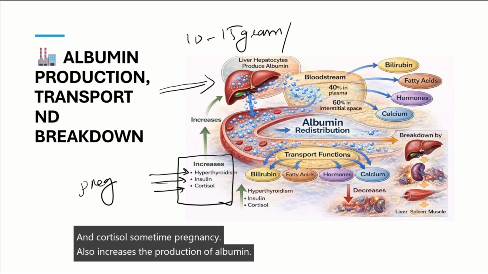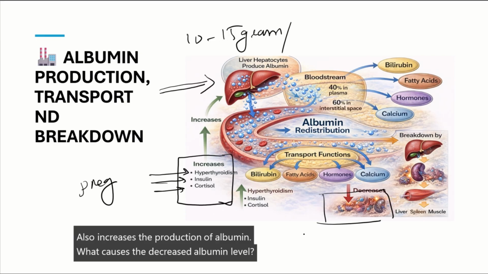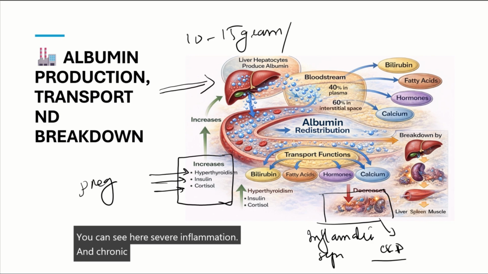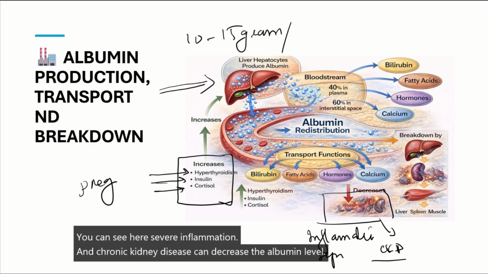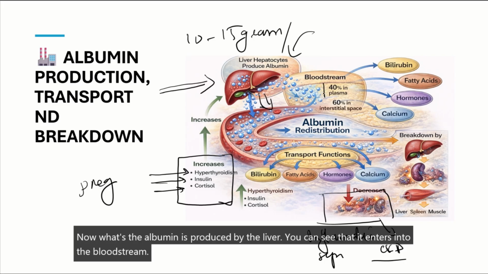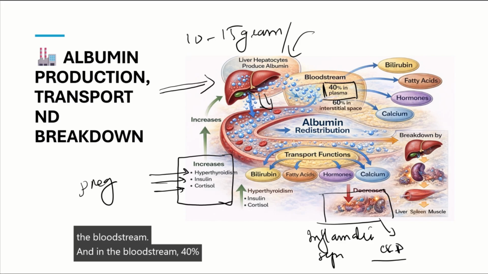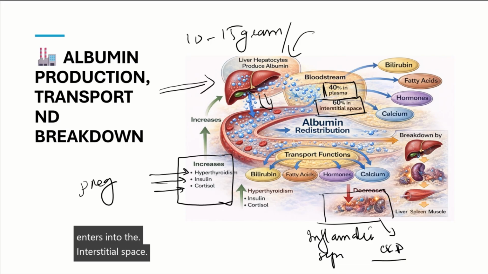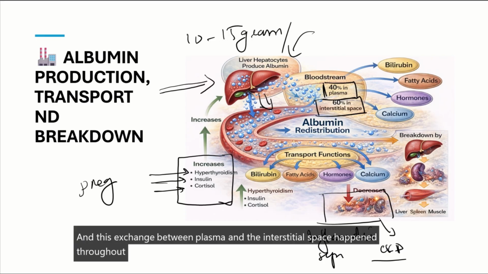What causes the decreased albumin level? You can see here severe inflammation, sepsis, and chronic kidney disease can decrease the albumin level. Now, once the albumin is produced by the liver, you can see that it enters into the bloodstream. And in the bloodstream, 40% of the albumin stays in the plasma and 40% enters into the interstitial space. And this exchange between plasma and the interstitial space happens throughout the day depending on the capillary permeability.